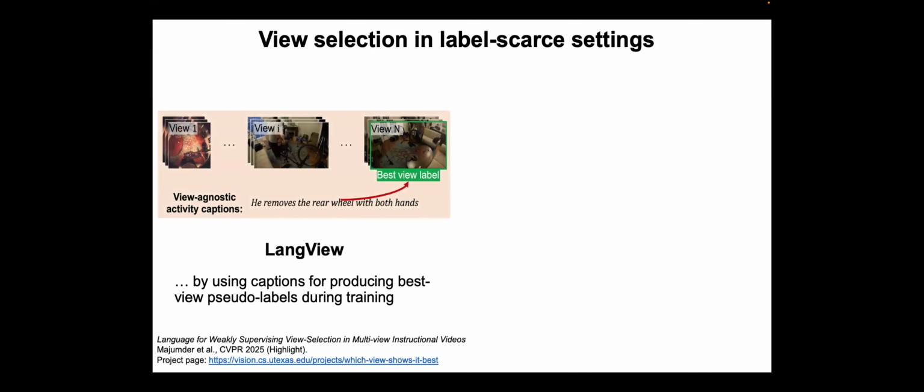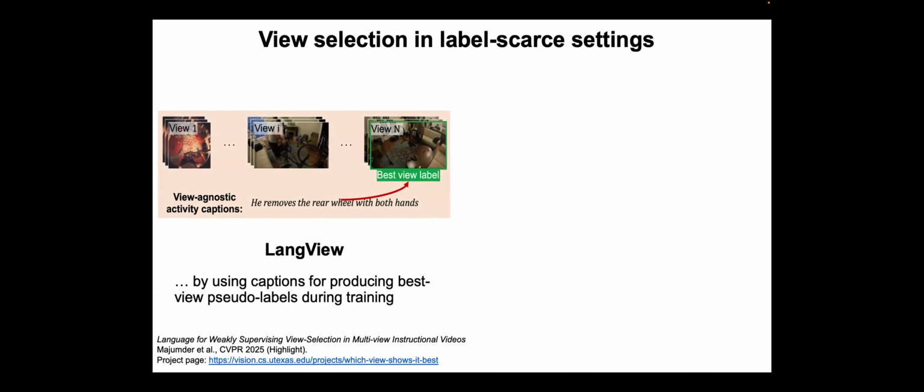In this talk, I will specifically focus on how to tackle view selection in instructional settings that have a limited number of best view labels. Since, as I just discussed, collecting best view labels at scale, which involves watching all views of a video clip and annotating the most informative view, is expensive and time consuming. To this end, I'll introduce two complementary models for performing weakly supervised view selection.